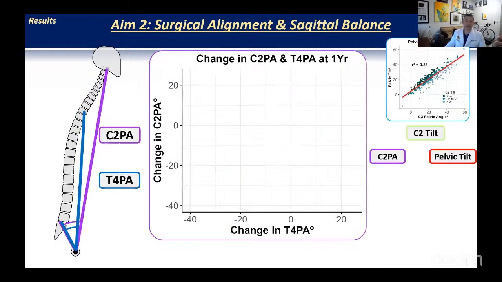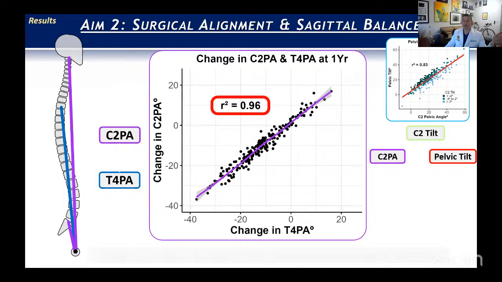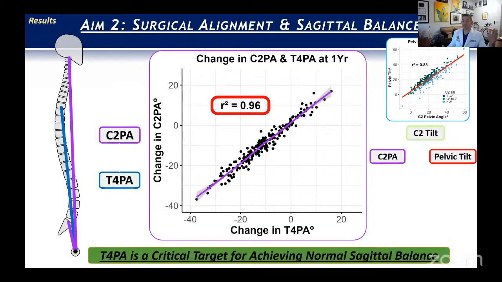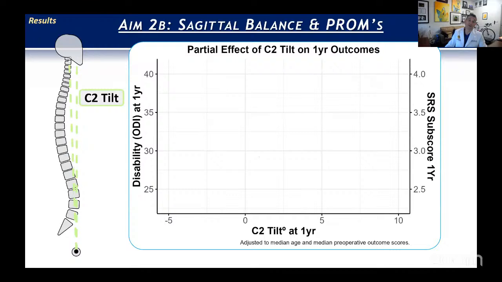And we actually understand now that these 3 parameters are very intimately involved with one another. So when you look at the change in the C2 pelvic angle, it actually mirrors the change in the T4 pelvic angle. So we know that if you get that T4-L1 relationship right, the global alignment, the C2, will also highly likely follow suit unless they have a cervical deformity.